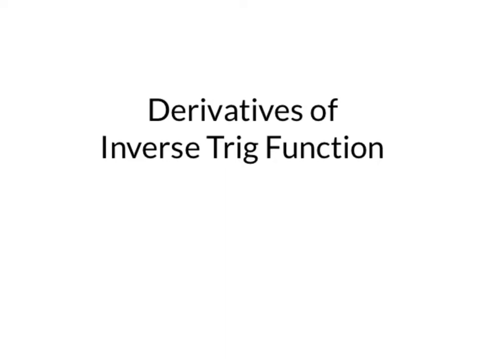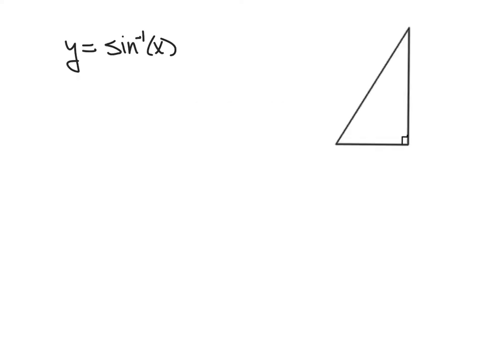All right, let's find the derivatives of some inverse trig functions. So here we have an inverse trig function, y equals the inverse sine of x. And really, instead of trying to memorize a bunch of new derivatives, we can just rely on some old derivatives and the technique of implicit differentiation.